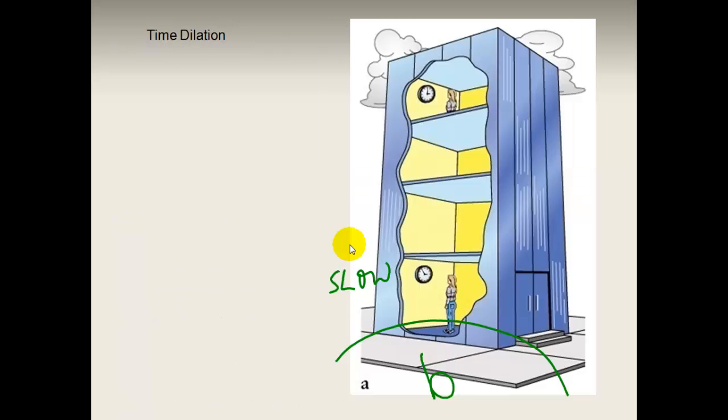You know that low clocks go slow, high clocks go faster. Now, how is this going to work with a black hole? It means that the closer you are to the black hole, the slower your clock is going to go. Or rather, the closer you are to the event horizon. When you reach the event horizon, the clock is going to be going so slowly it will stop.